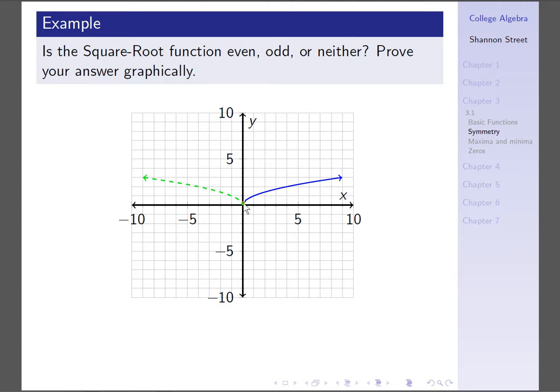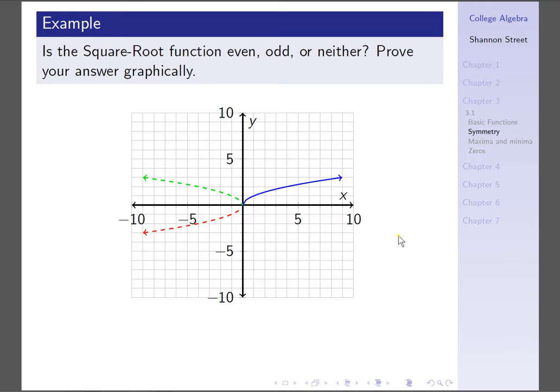Let's see about odd. Let me put a pin right in the origin, and I'm going to spin this function around the origin, going counterclockwise. And there we go, we end up with the red curve, which also does not overlap the blue curve that we started with. Neither of the results of these tests for symmetry looks like our original function. They look similar, but they're not exactly the same thing. So this graph is neither even nor odd, and so the square root function has neither symmetry.